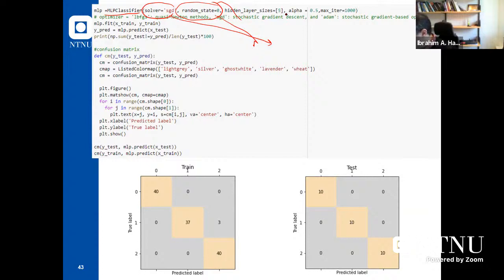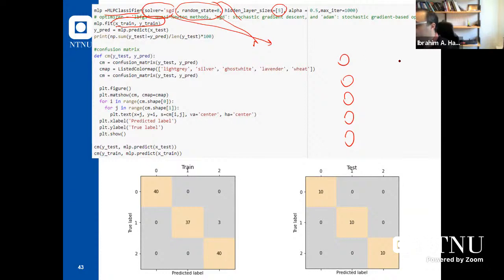The hidden layer size is 5 units, 5 units in the hidden layer, and we don't need to specify the number of inputs or the number of outputs, because they will come automatically from the training data set. So this model, in fact, will look like this one. We have only one hidden layer, and this hidden layer has 5 units.